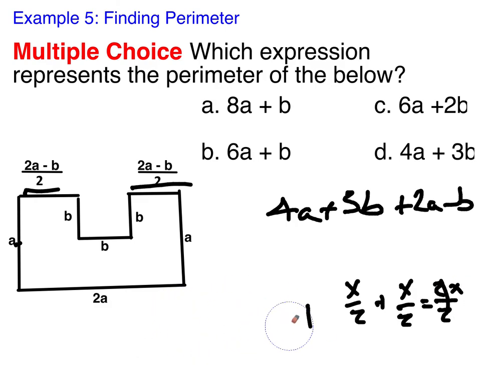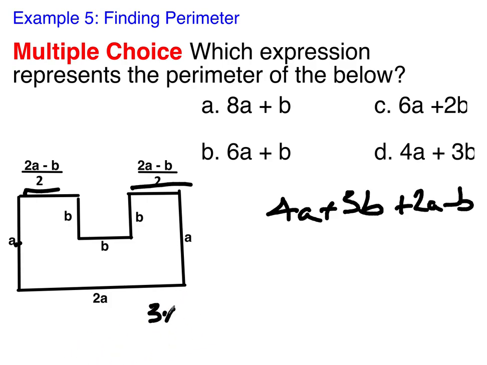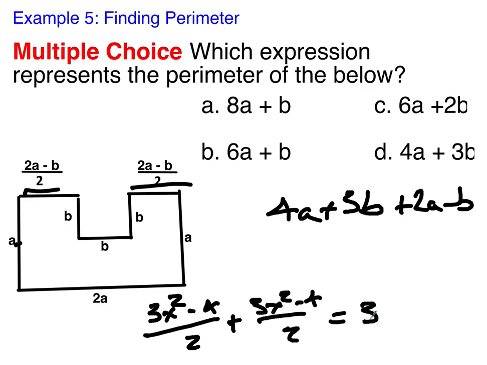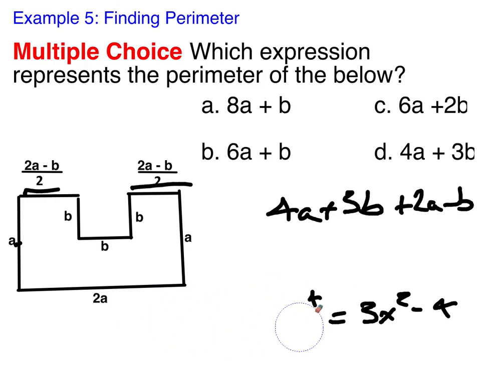No matter what you have on top, 3x squared minus 4 over 2 plus 3x squared minus 4 over 2, it's going to be 3x squared minus 4. I have half of it from here and half of it from here, so they're going to combine to give me what was on top. So you can see 2a minus b over 2 plus 2a minus b over 2 is just 2a minus b.